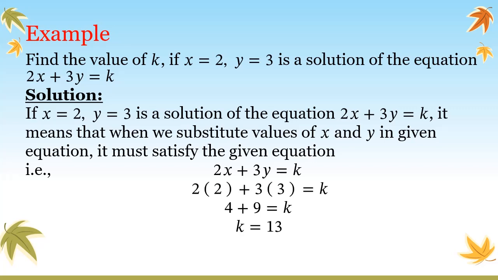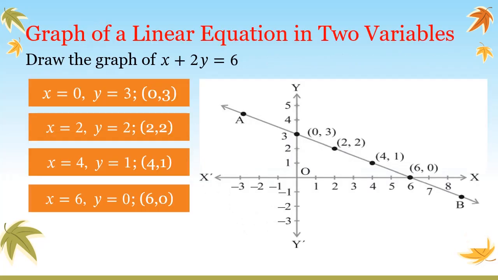If x equals 2 and y equals 3 is a solution, then what does it mean? It will satisfy our equation, that is LHS is equal to RHS. So simply what you have to do, you have to put x equals 2 and y equals 3 in 2x plus 3y equals k. So it becomes 4 plus 9 equals k, or simply k equals 13. So that is the required value of k. By this slide, you must have well understood the concept of solution of a linear equation in two variables. Those values of x and y which satisfy our given equation, that is LHS is equal to RHS.